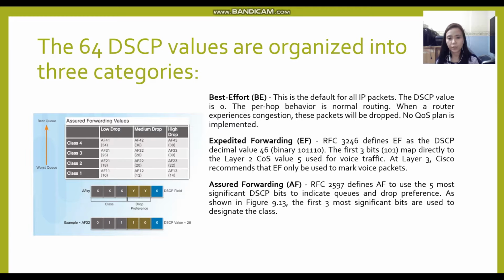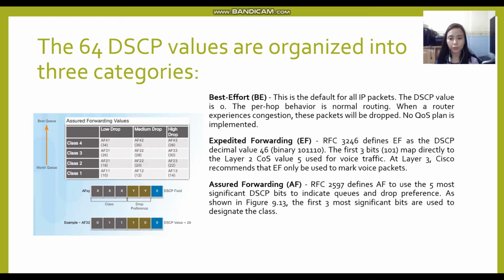And then for the expedited forwarding, RFC 3246 defines EF as the DSCP decimal value 46 or binary 101110. The first 3 bits, 101, map directly to the layer 2 CoS or class of service value 5 used for voice traffic. At layer 3, Cisco recommends that only EF be used to mark the packets.